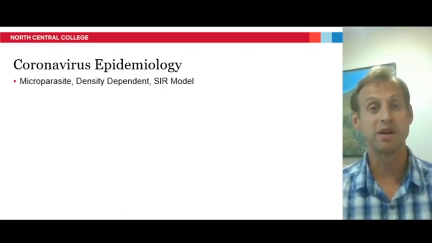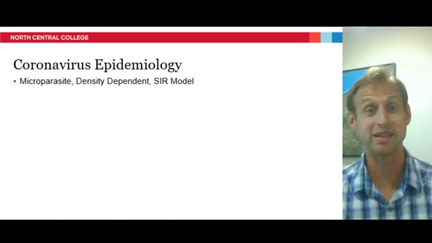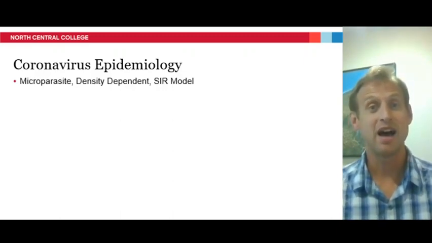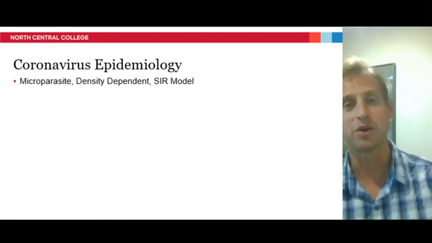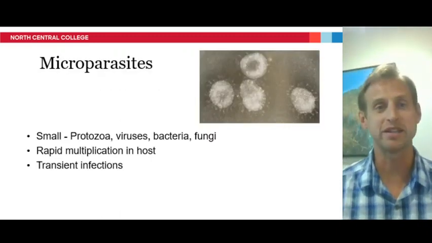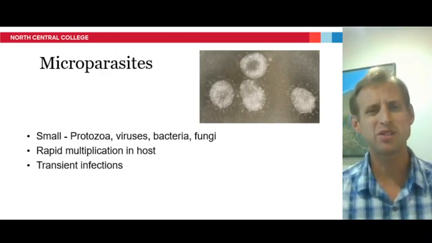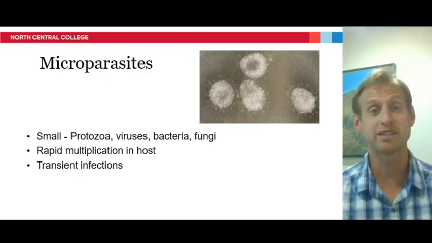And so some of the adjectives that go along with that is that it's a micro-parasite model. It's density dependent, which means the more people there are, the faster the disease spreads. And the structure of the model is known as an SIR model. So first, that term, microparasite. Microparasite, as you might think, means small, but also a suite of other characteristics tend to go along with being a microparasite. So the big one is that it multiplies fast in a host.